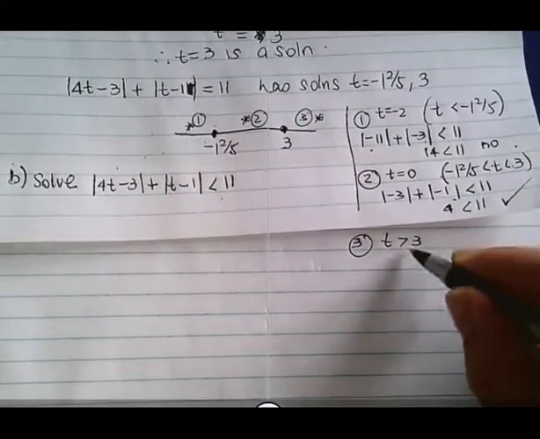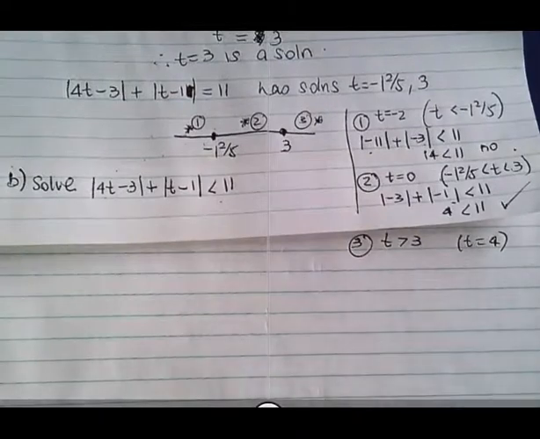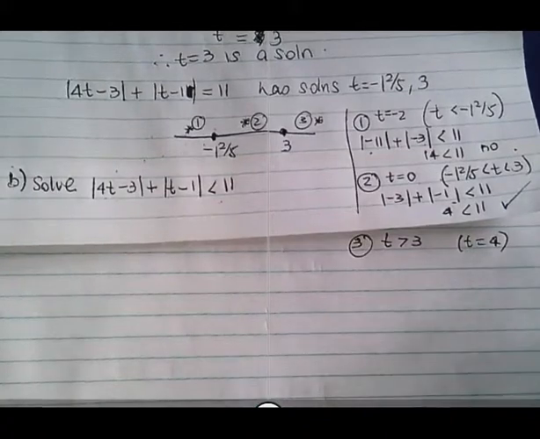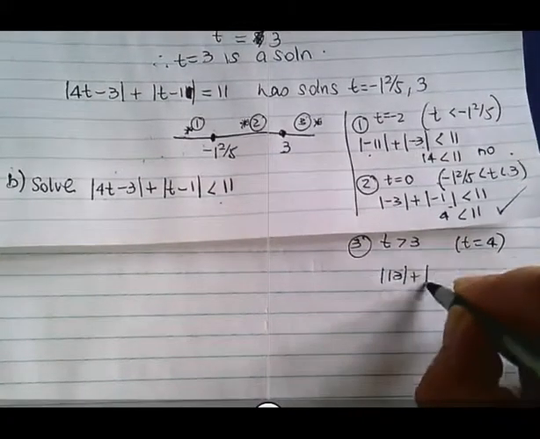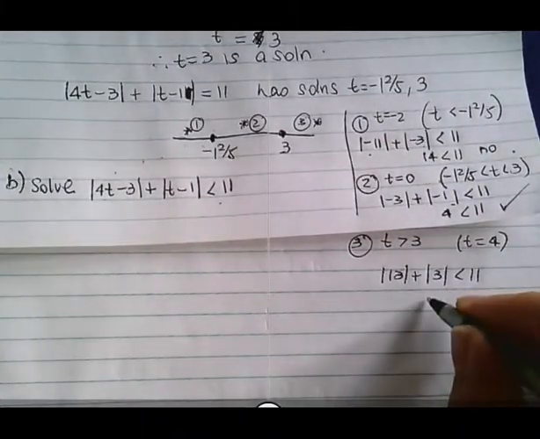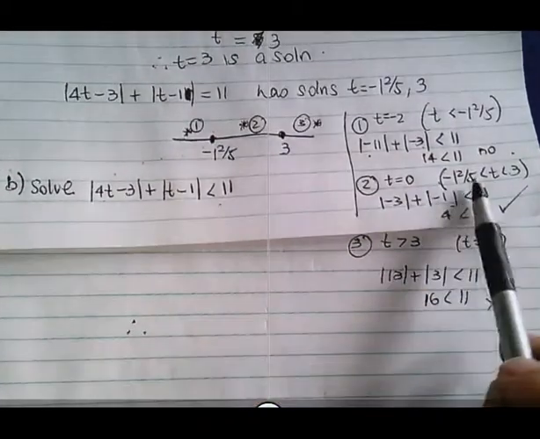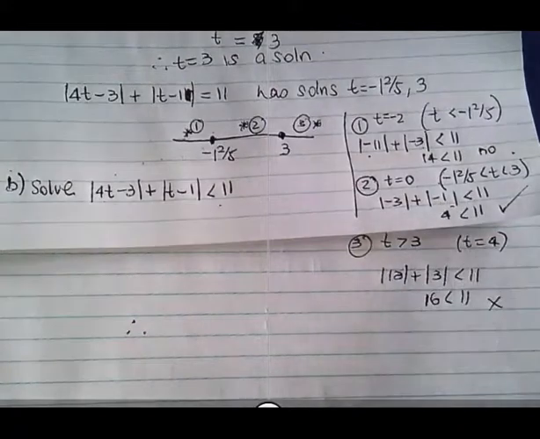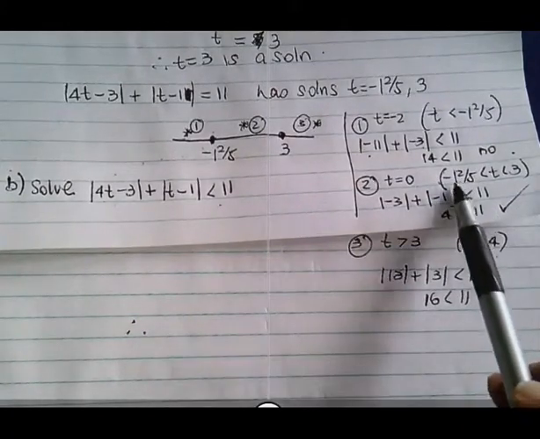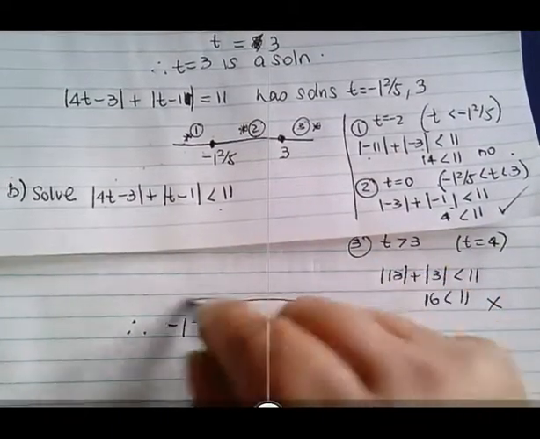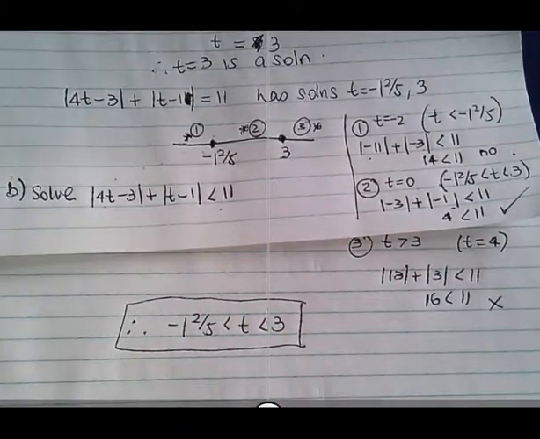For an example of t greater than 3, I might try t equals 4. What do I get? 16 minus 3, 13, plus absolute value of 3 is less than 11. Well, that's 16 is less than 11. That's not true. So therefore, I write as my solution not t equals 0, but that t lies between negative 1 2/5 and 3. That is my solution to that inequality. Now we're going to learn how to do that straight up using cases as well.